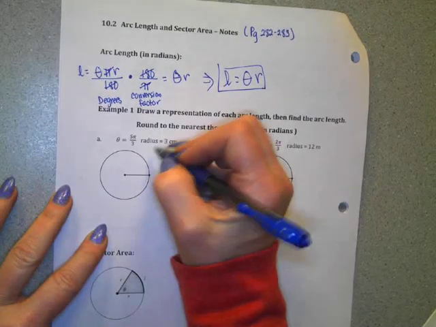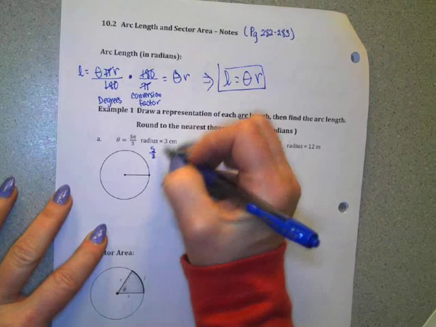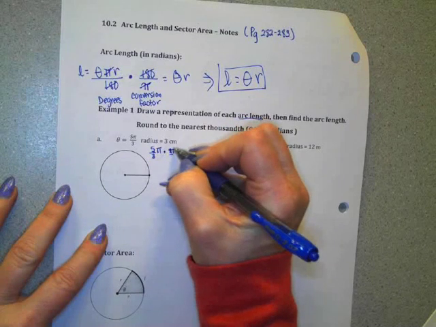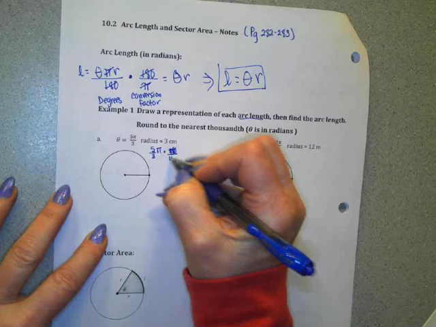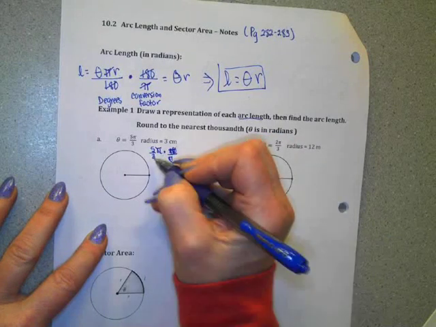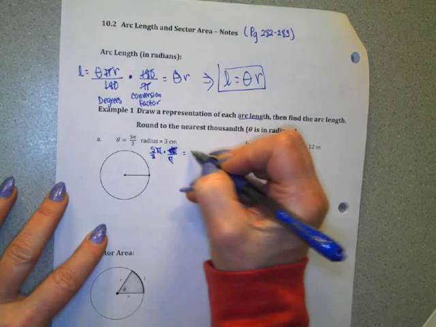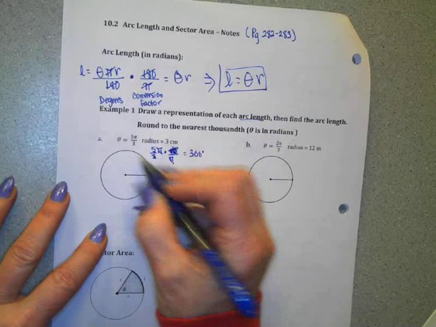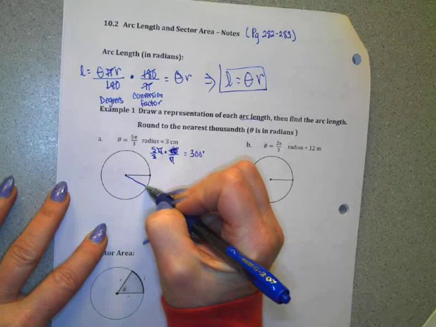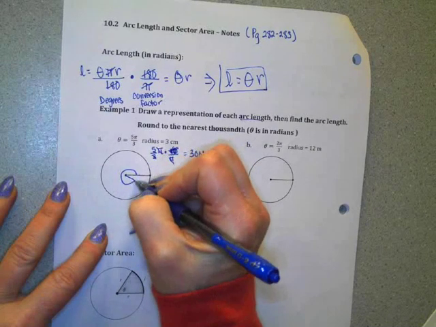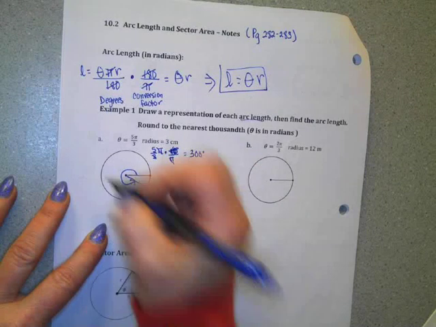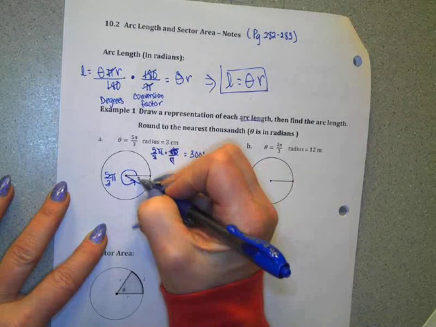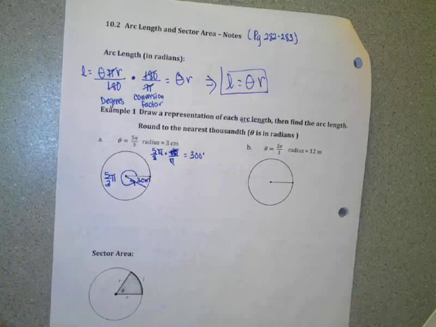What we can do is just go ahead and convert it. I have 5 thirds pi, and I'm going to convert it to degrees. So I'm going to times by 180 over pi. So the pi's will cross off, and 3 will go into 180 sixty times. So this is actually 300 degrees. So 300 degrees, well, the whole rotation is 360, so 300 is about right here. So we'll say here's my rotation, and this is 5 thirds pi. And then my radius is 3 centimeters. So we draw a representation similar to what we did yesterday.